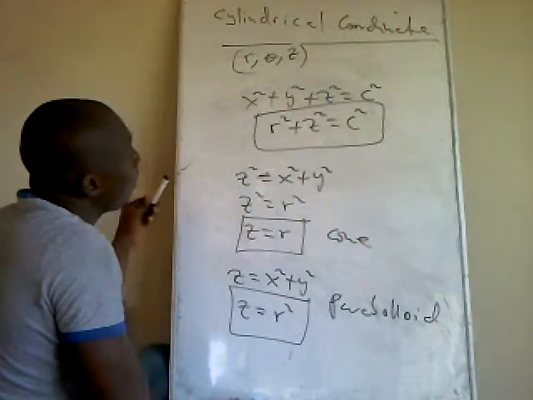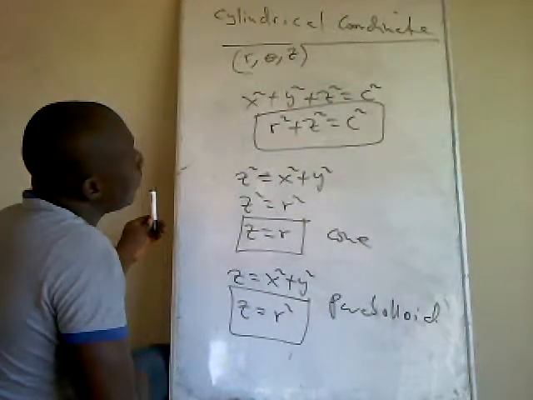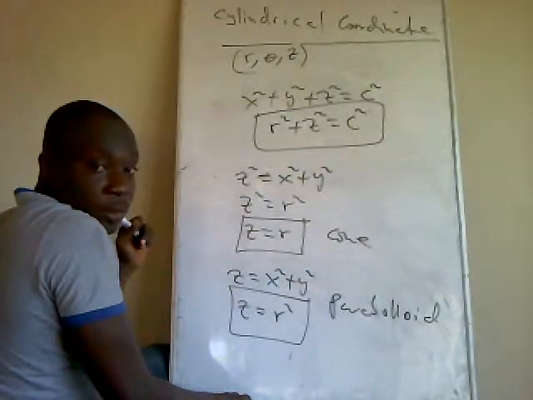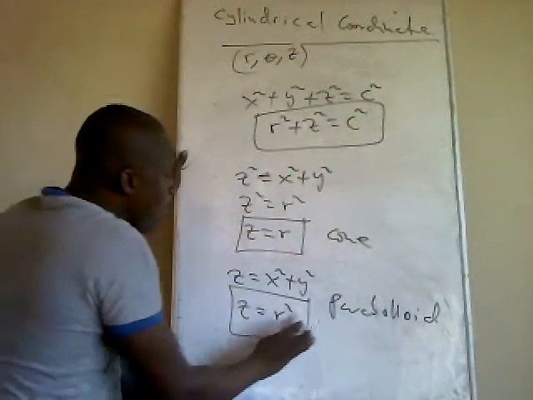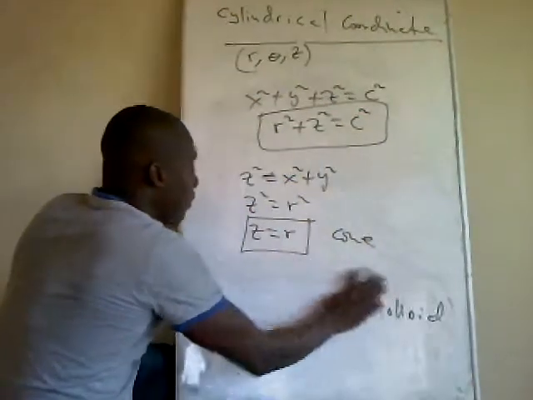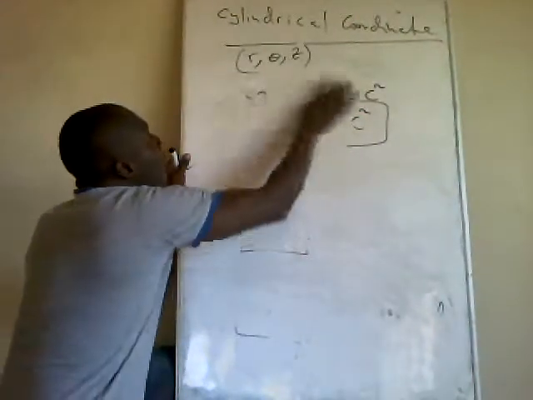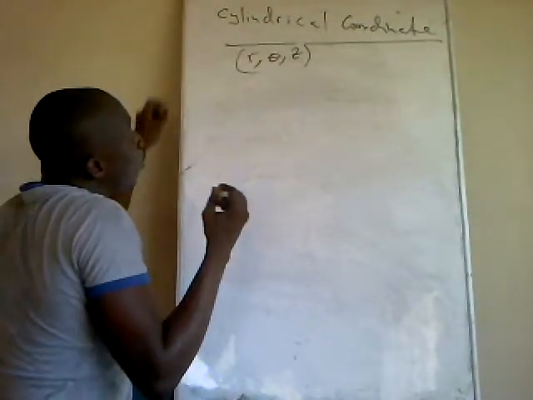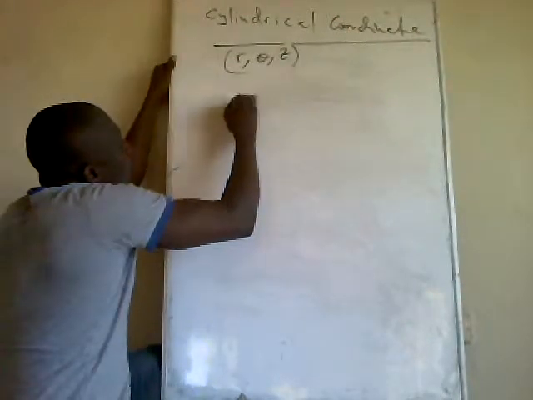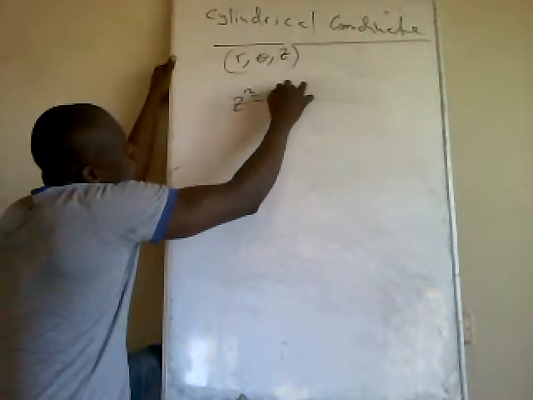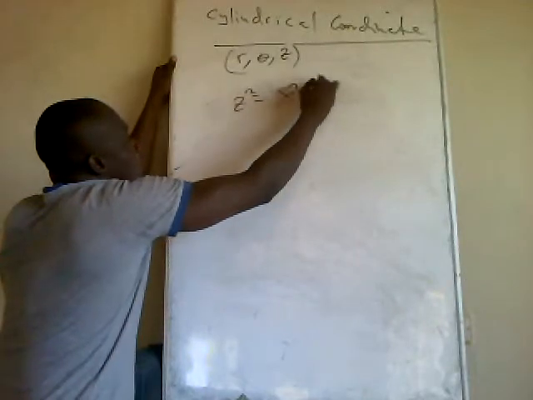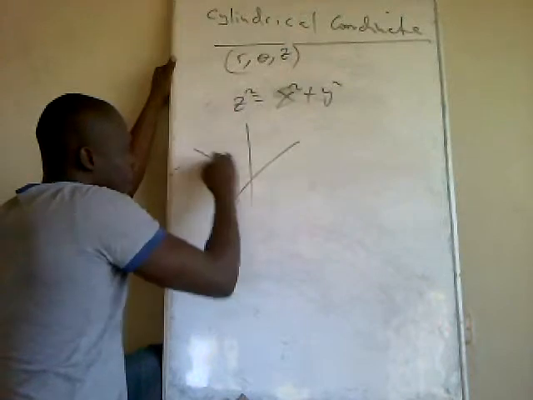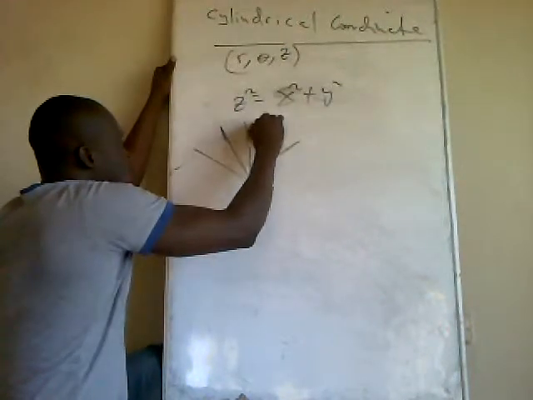Okay, now let me go slightly back to rectangular coordinates. Now, if z squared is equal to x squared plus y squared, we said this is a cone, right? About the z-axis.